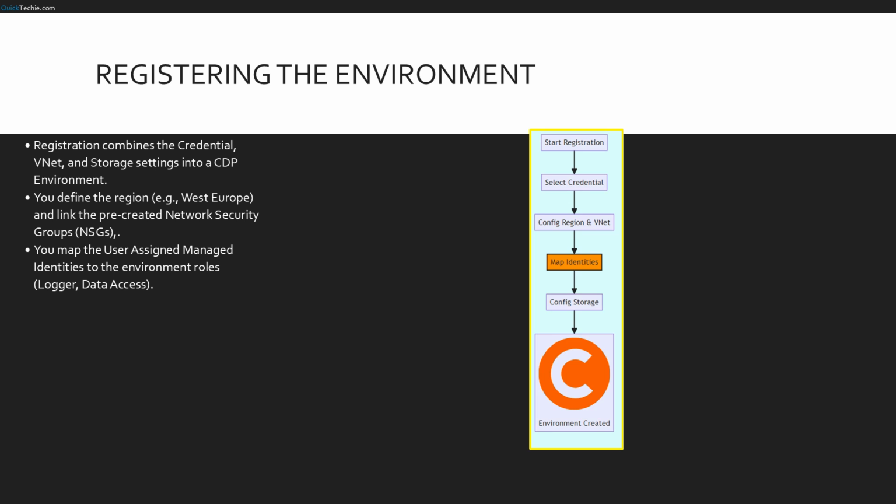The registration wizard follows this path. You start by selecting the Azure credential. Next, you configure the region and VNet topology. Then comes the critical step highlighted in orange, mapping identities, where you assign the specific Azure managed identities. Finally, you configure the storage containers, resulting in a fully provisioned CDP environment.